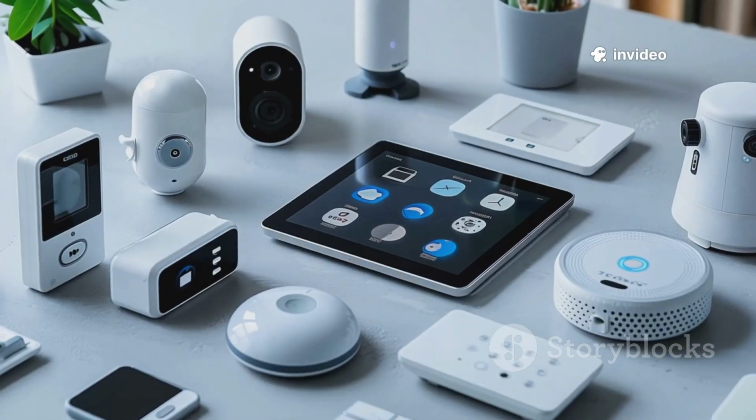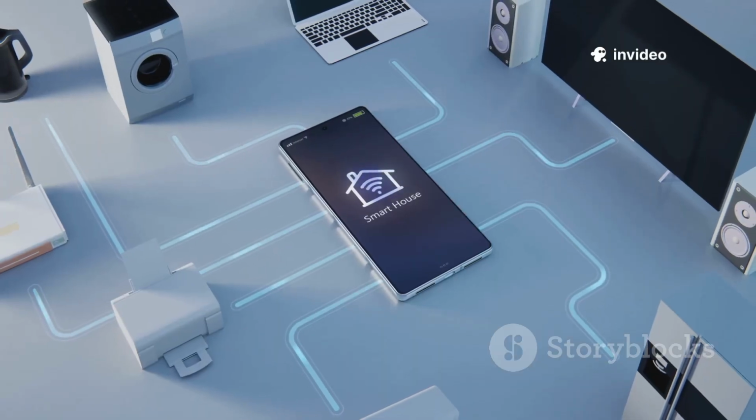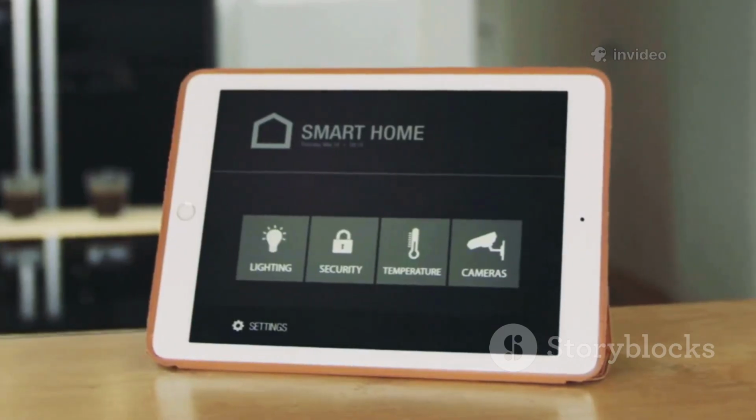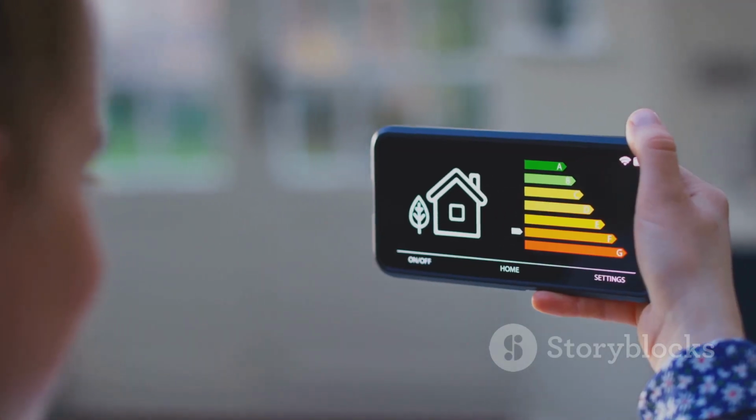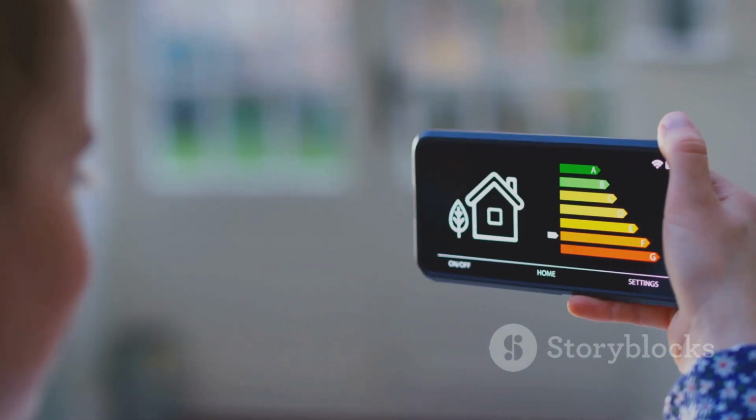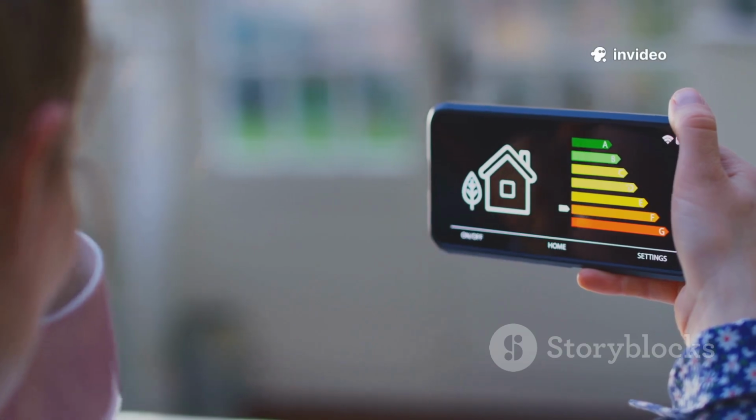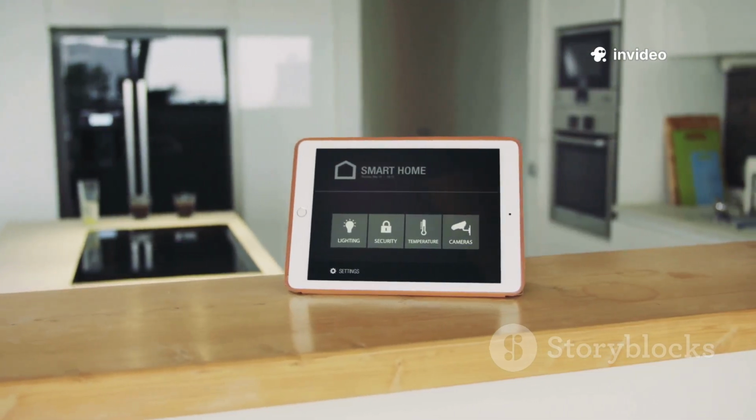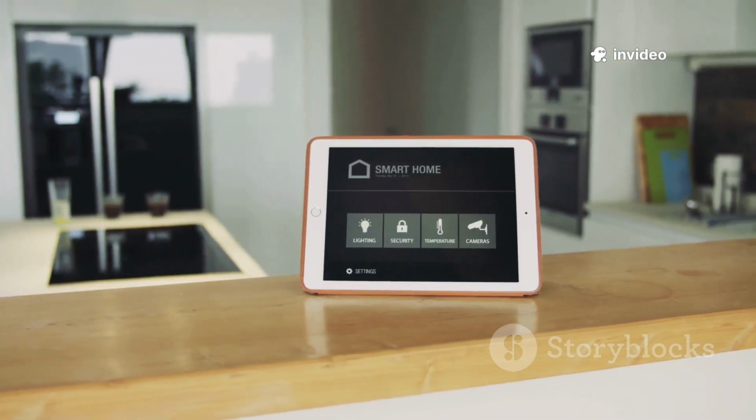Now picture a smart home. Each appliance, from your fridge to your washing machine, has its own digital twin. These twins keep track of how much energy each device uses and can suggest ways to save power. If something goes wrong, the digital twin can even tell you exactly what needs fixing.